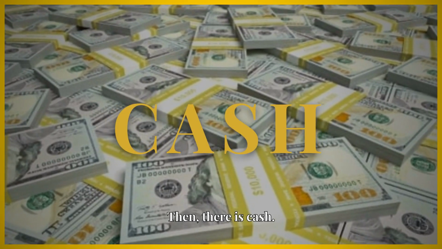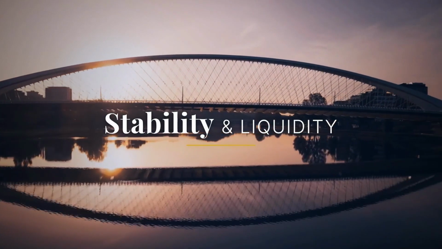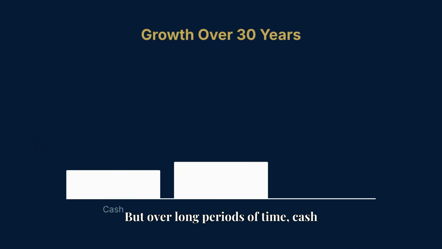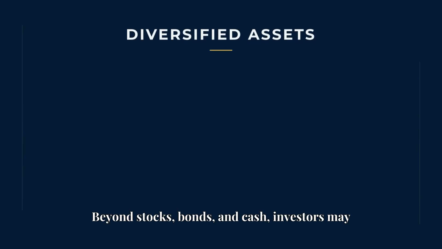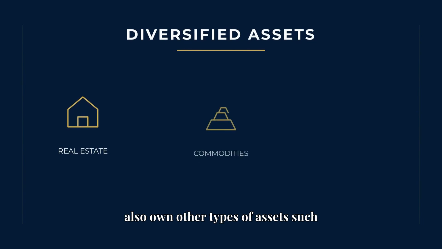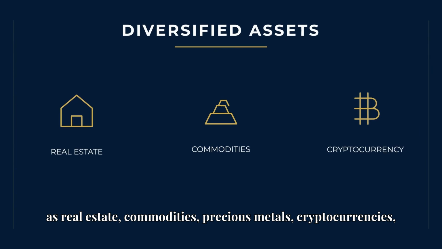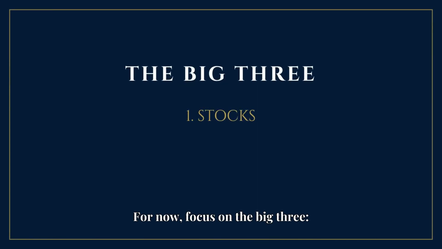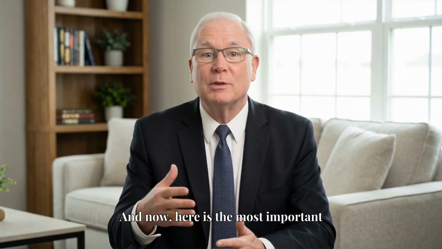Then there is cash. Cash is the most stable asset of all. It doesn't fluctuate much. It provides safety and liquidity. But over long periods of time, cash usually grows more slowly than stocks and bonds. Beyond stocks, bonds, and cash, investors may also own other types of assets such as real estate, commodities, precious metals, cryptocurrencies, or collectibles. We'll discuss many of those later in the course. For now, focus on the big three: stocks, bonds, cash.